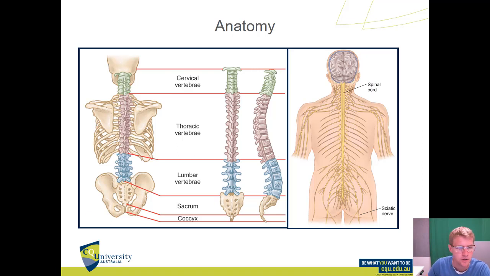will occur. The pinky maroon colour here are your thoracic vertebrae, and you have 12 of those. Again, T1 to T12. Your lumbar vertebrae, you have 5, so L1 to L5.